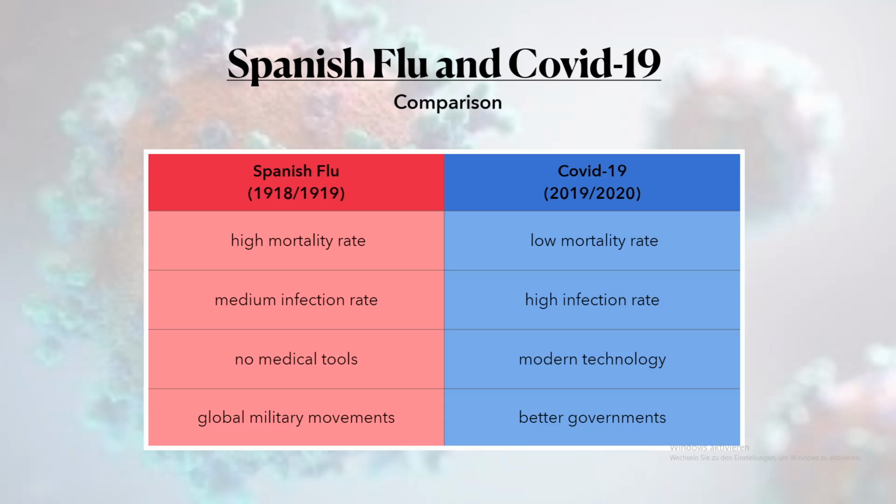And now, how does the current COVID-19 pandemic compare to the Spanish flu of 1918? So, the Spanish flu definitely had a higher mortality rate than COVID-19 has. But we also know that still the infection rate of the Spanish flu isn't as high as the one of COVID-19. But we also know that the infection rate of COVID-19 is going down at the moment.